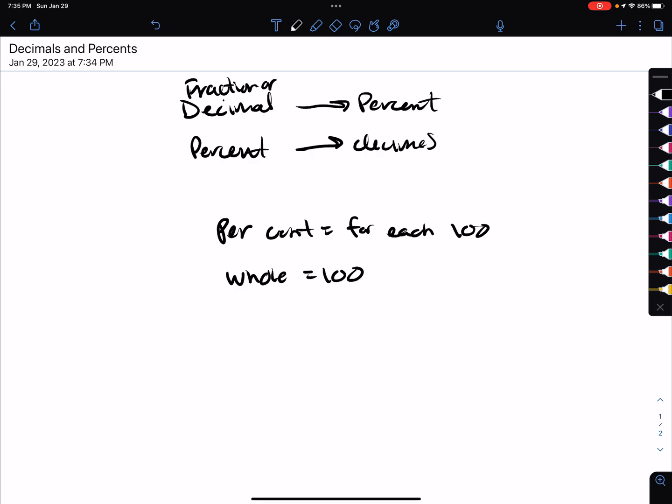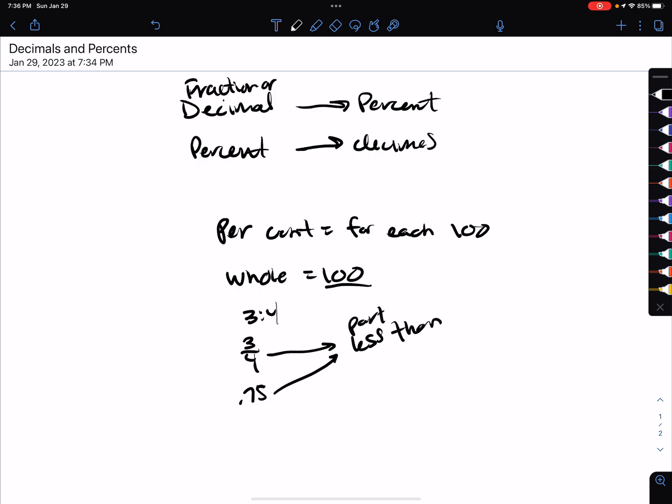So no matter what quantity we have, even if it's like a 3 to 4 ratio or 3/4 as a fraction or 0.75, 75 hundredths, we are going to be converting that into some sort of an equivalent value with a basis of 100. And so here's where we see this idea of if our whole is 100, these two things here, these fractions, are going to be less than one whole. So we're dealing with parts that are less than one whole for right now, because we obviously can have more than 100%, but we'll get to that in a moment.